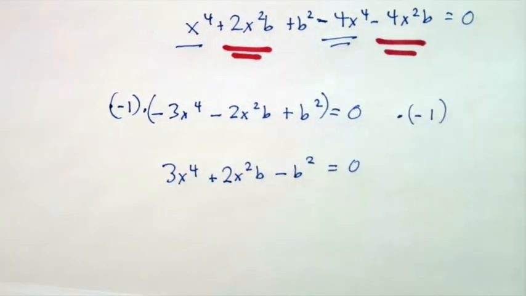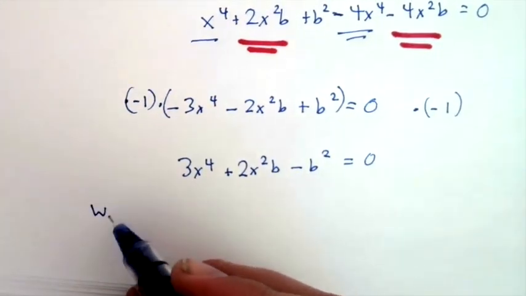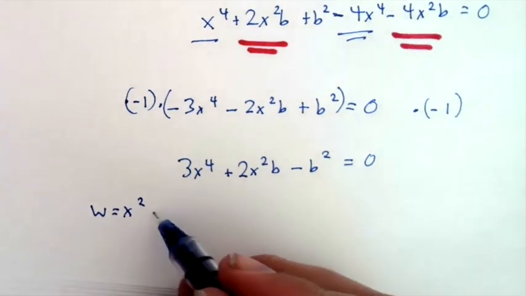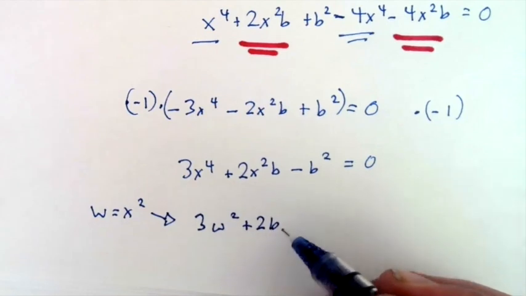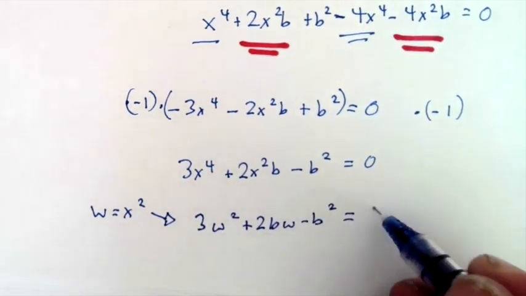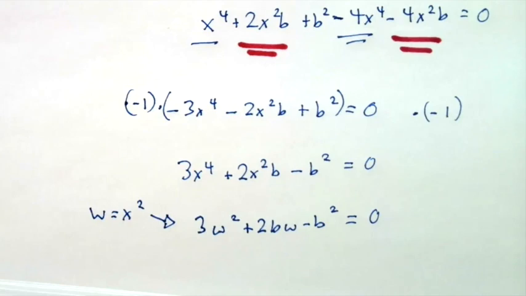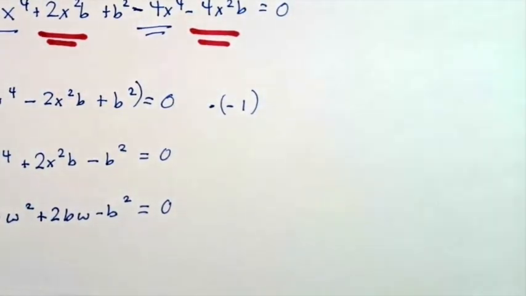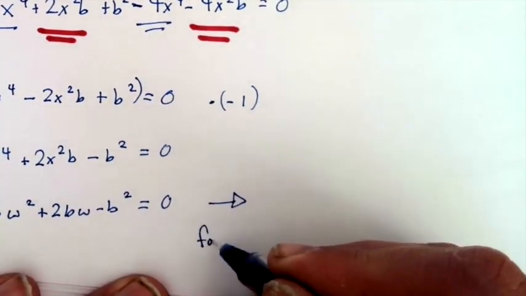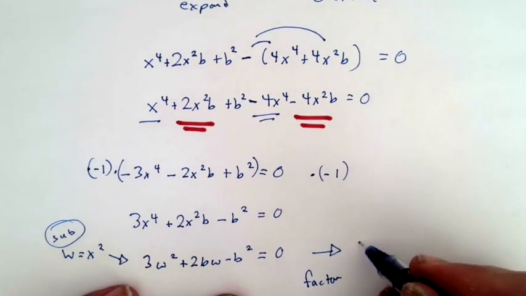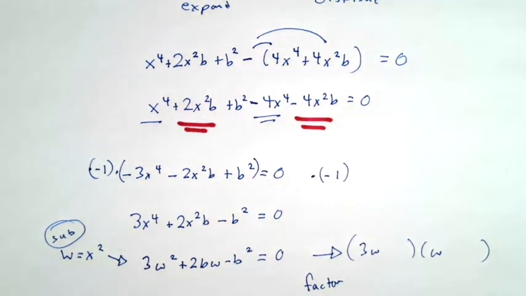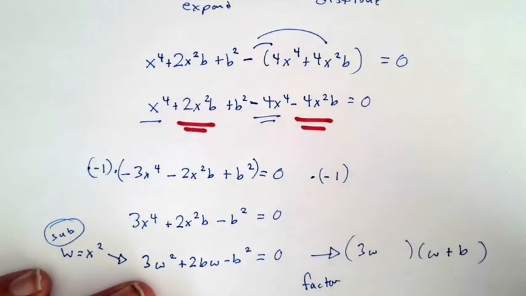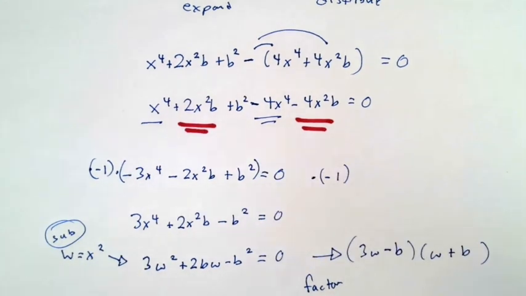Now this is what's called a quadratic in form, because if I let w equal x squared, I could rewrite this as 3w squared plus 2bw minus b squared is equal to 0. So now the question is, can I rewrite this in the form where it's factored? I want to factor this. What I'm going to have is 3w and w and plus or minus things. So I'm going to have w plus b, and here I'm going to have 3w minus b.